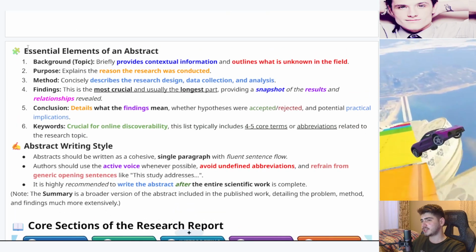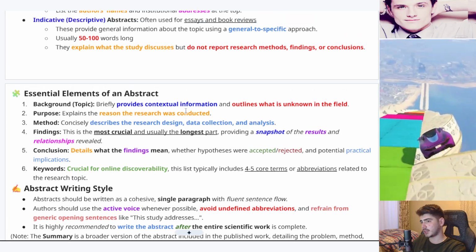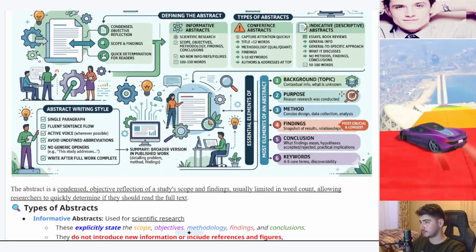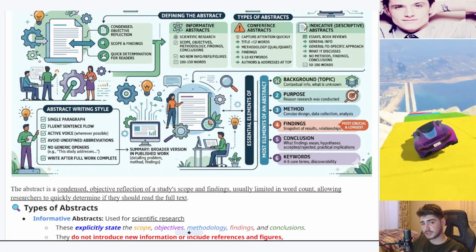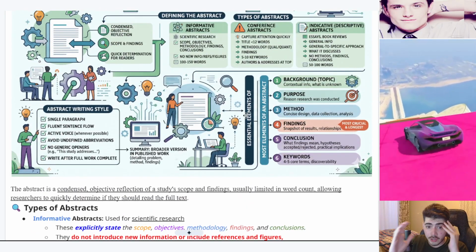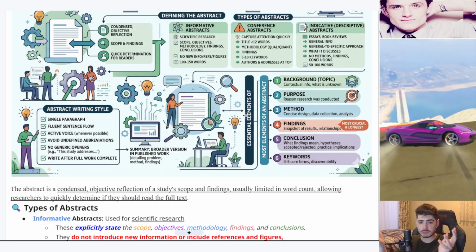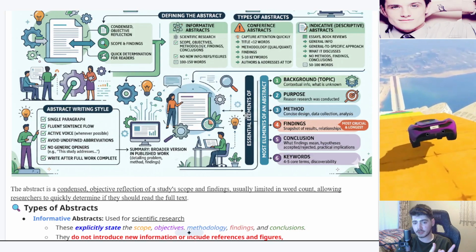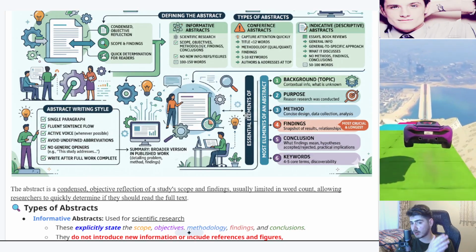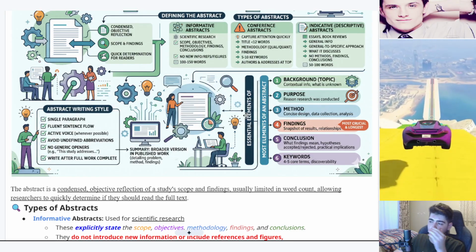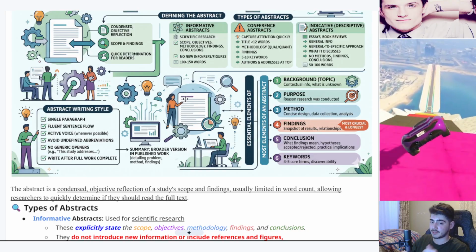So, the essential elements of an abstract go as follows. We have 6 things. The first one is background, the contextual info, and what is unknown in the field. So, why are you actually making this research? Now, what was unknown? What was missing in the field that you decided to embark on this journey to create this research paper? The purpose actually explains this.